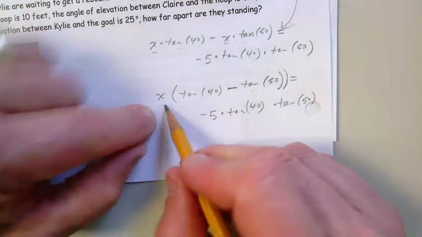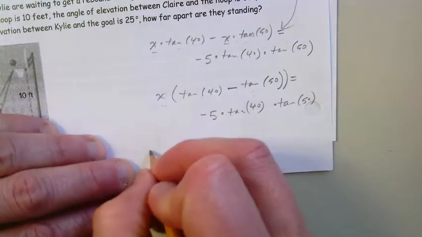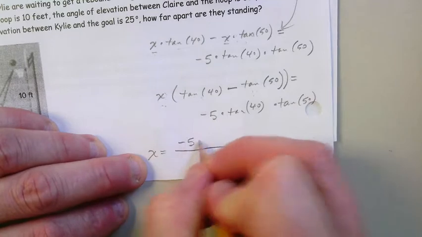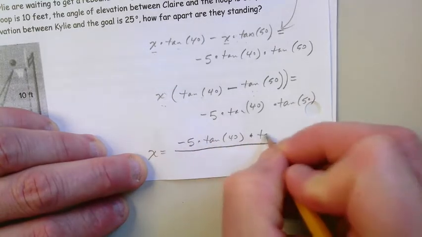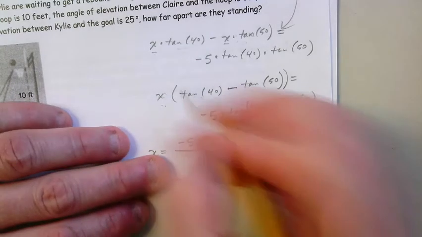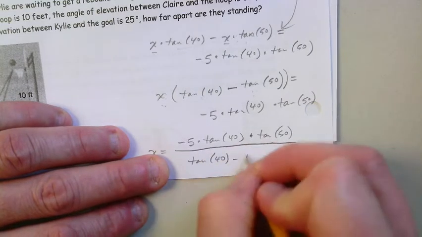Now, if I want to get the x by itself, because this is multiplication here, I can divide both sides by the tangent of 40 minus the tangent of 50. So x is going to equal this: -5 times the tangent of 40 times the tangent of 50, divided by this right here, the tangent of 40 minus the tangent of 50.